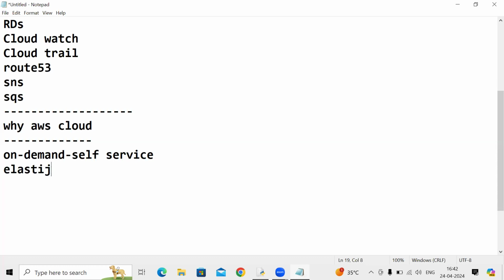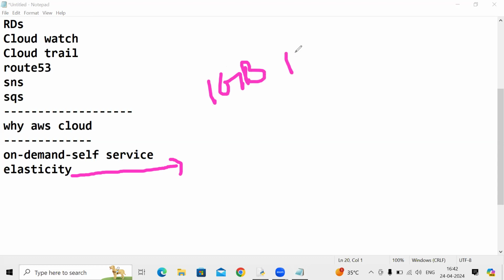And one more point is elasticity, guys. Elasticity is nothing but that we can easily scale up and scale down. Suppose you are using one server with 1 GB memory and 1 GB RAM.